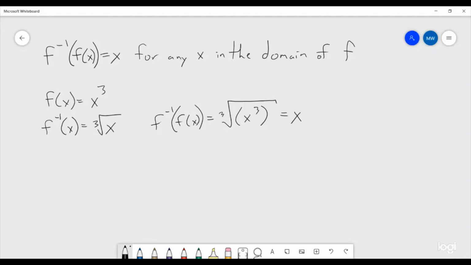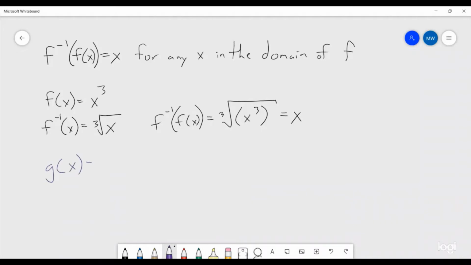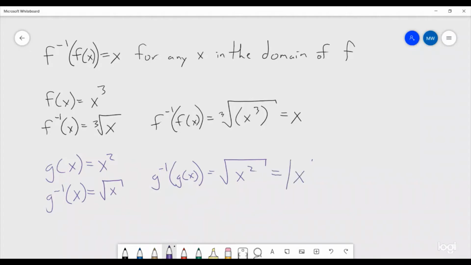Now, let's say that we are looking at g of x equal to x squared, and we're trying to guess what our inverse function would be. Well, we might guess that g inverse of x would be the square root of x. However, if we look at g inverse of g of x, this is the square root of x squared, but this is actually equal to the absolute value of x. So this is not going to be the inverse over all real numbers.